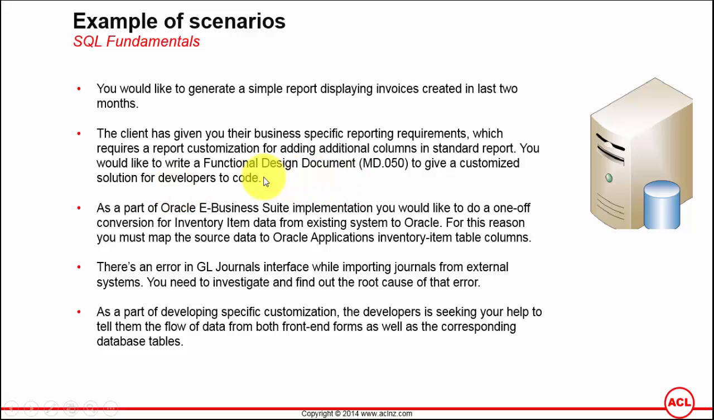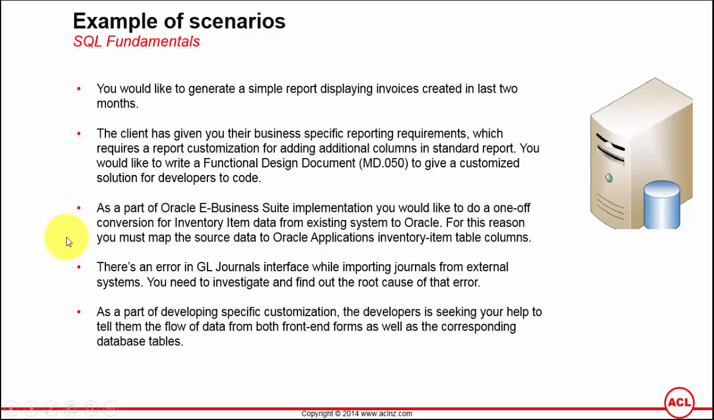So as a part of that, you've got to pull out the exact columns that have to be displayed in the report. So you have to go to SQL Developer and write SQL to find out the table structure and find out which tables the columns that the client has requested belong to. After you do that research, you put that down in your functional design document and hand it over to technical developers to code.